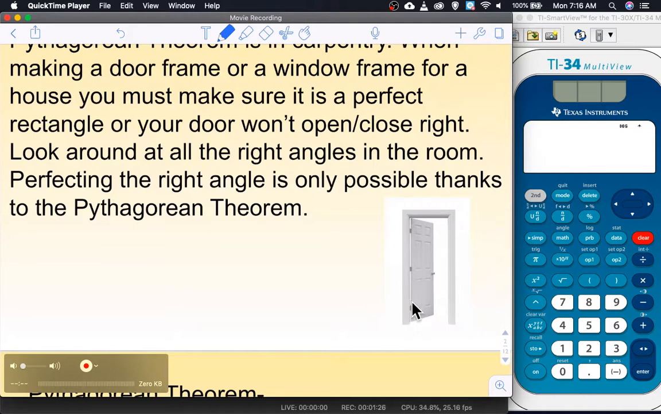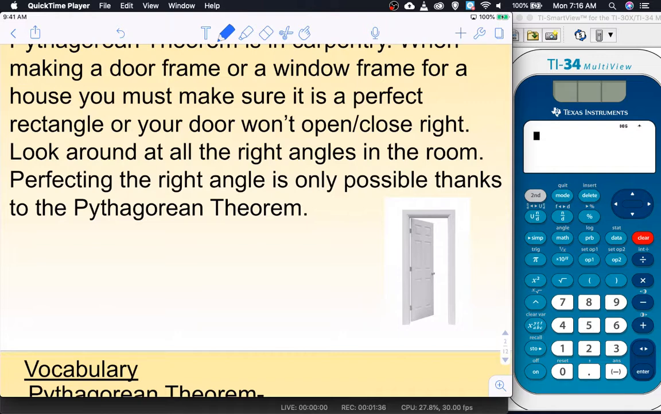Perfecting the right angle is only possible thanks to this Pythagorean theorem. If you measure this and measure this and measure the diagonal, it makes this a perfect right angle. That's how they used to do it a long time ago, before some of the fancier carpentry tools: they would just measure, do the math real quickly and get themselves an answer.